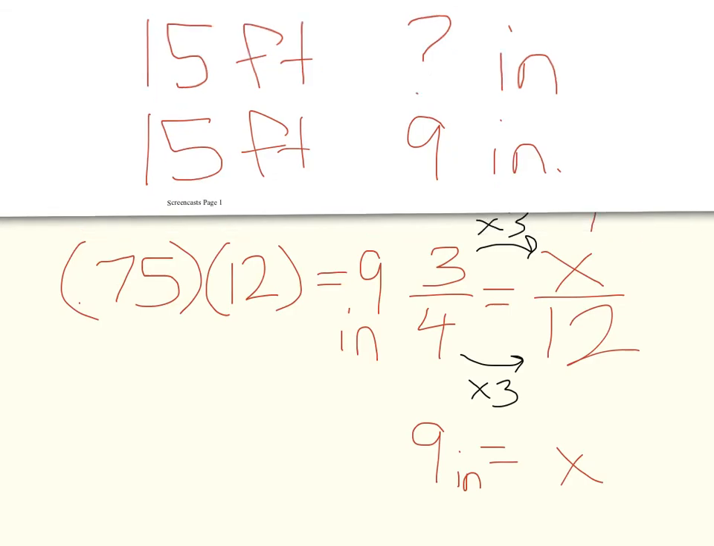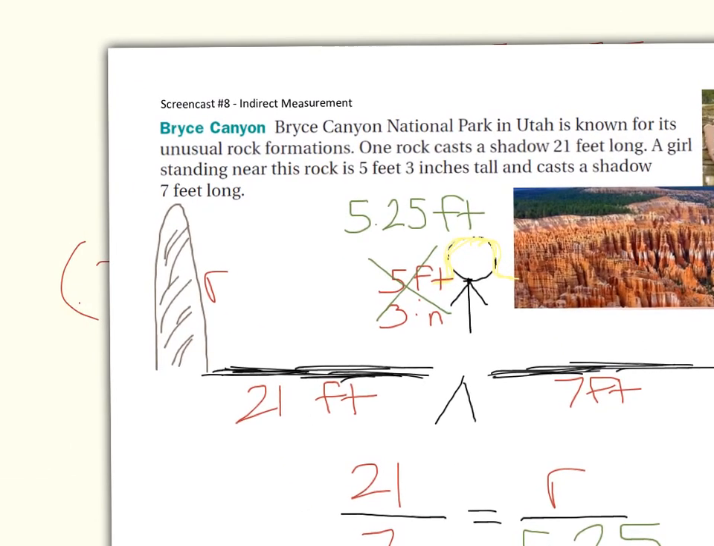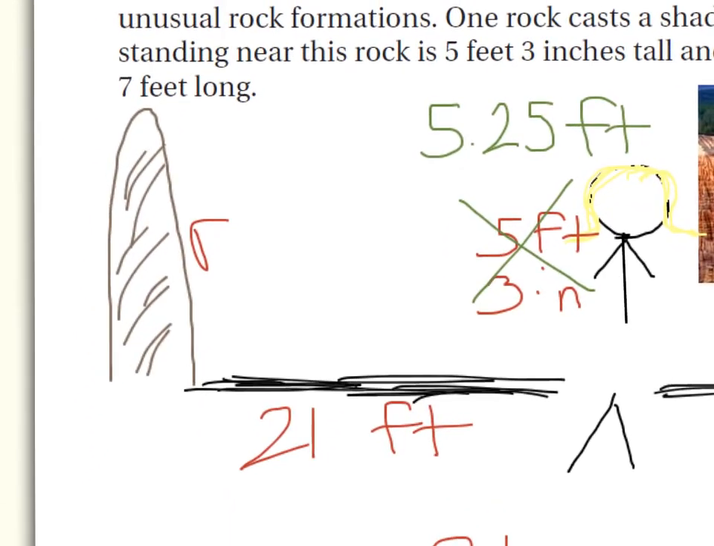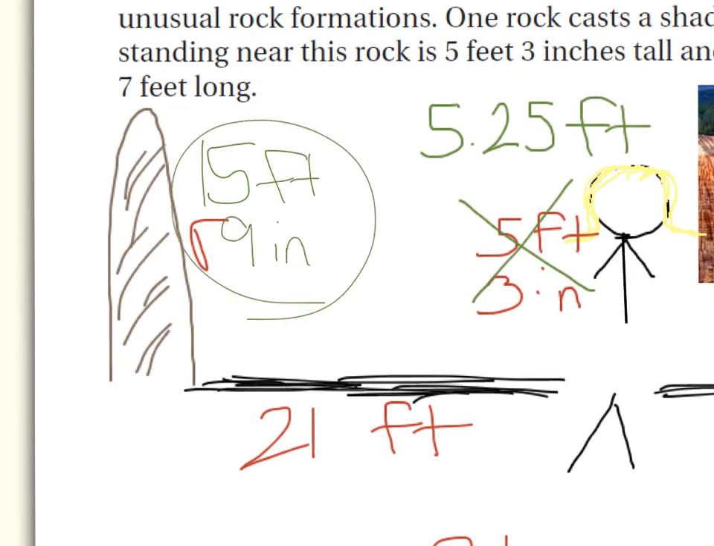So congratulations, we finished the problem. Let's put it back into our drawing right here. All right, so we know the rock had cast a 21... Whoa, what happened to her legs? Poor girl. Anyways, we know the shadow of the rock is 21 feet, and now we know that the rock itself is 15 feet 9 inches tall. And we're able to get that based on all of our wonderful calculations.